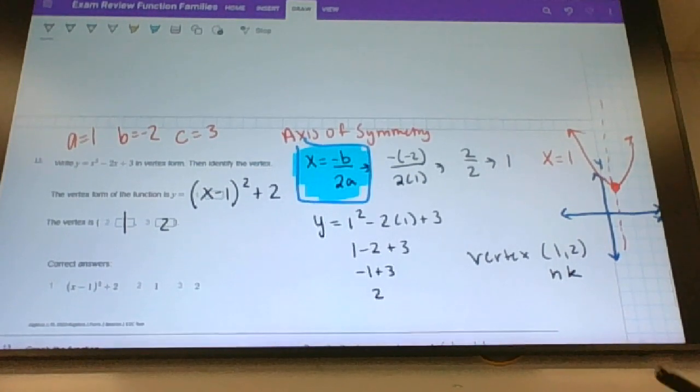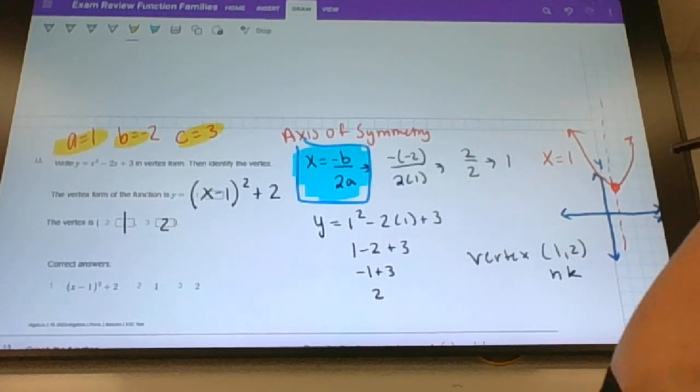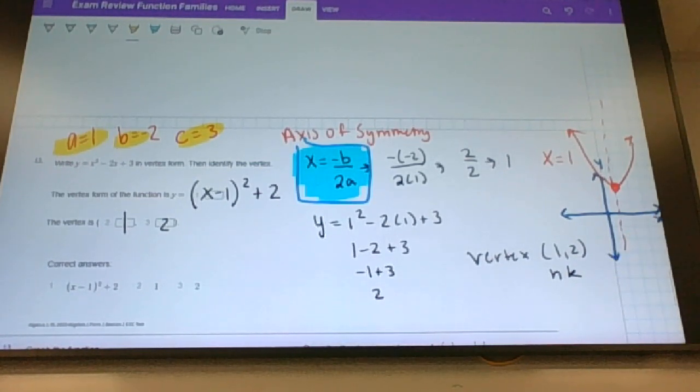So you do negative b over 2a. You guys are all very good at finding a, b, and c. You find that value. That's the up and down dash line. And then you take that one and you plug it in the x's, and that gives you the y. Do you guys want a minute to work on that?